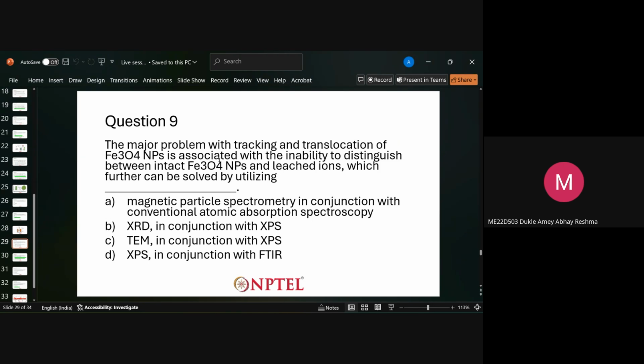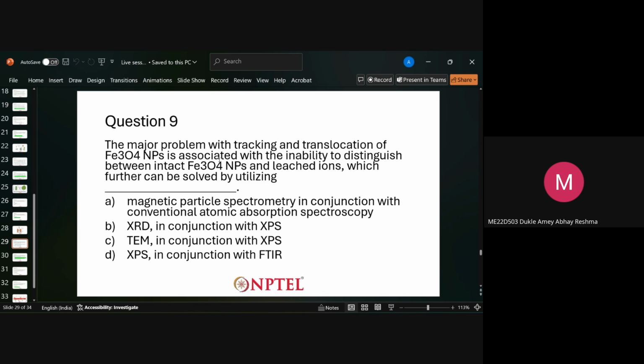So XRD is basically X-ray diffraction, so that is used in finding the crystal structure. XPS I already explained. X-ray photoelectron spectroscopy, basically you have X-rays bombarded on the surface. You get the photoelectrons generated, and the spectroscope measures it.